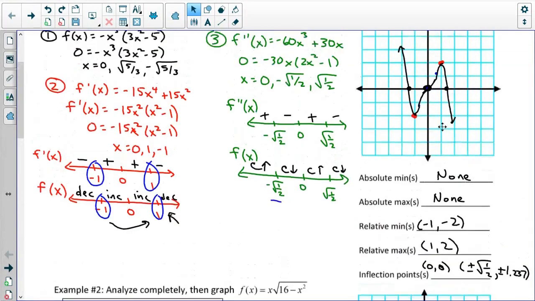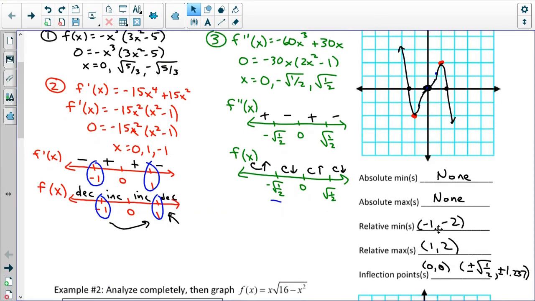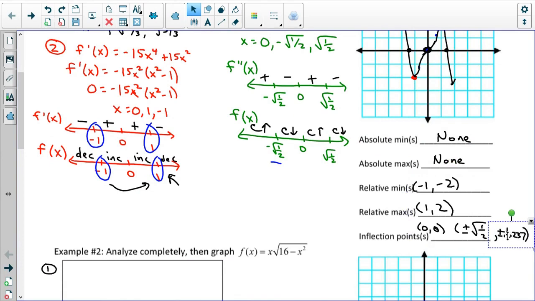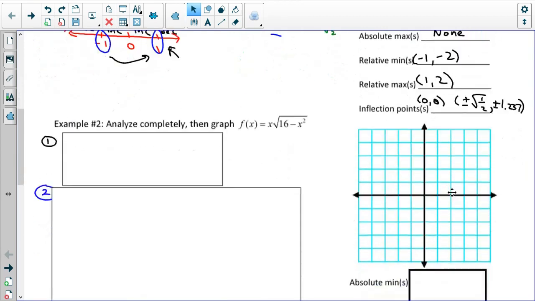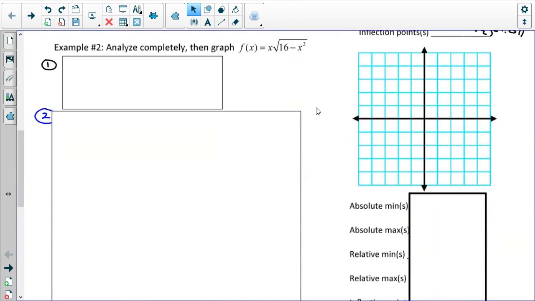The relative min is at (-1, -2), which I saw since I had a critical point that had a sign change at -1. And then the relative max happened at +1. There was a sign change there. And then I had some inflection points as well at (0, 0), and at plus or minus √(1/2). And then I found the y values of those on the calculator. So I kind of cheated on that. But that would be where the inflection points are.